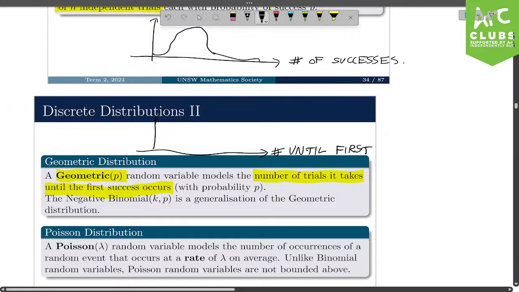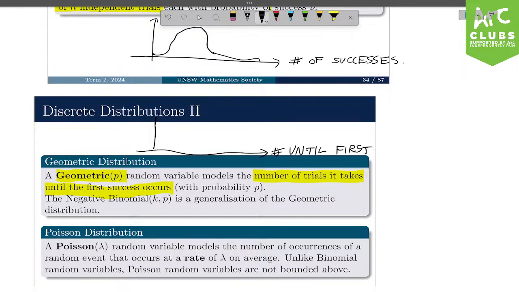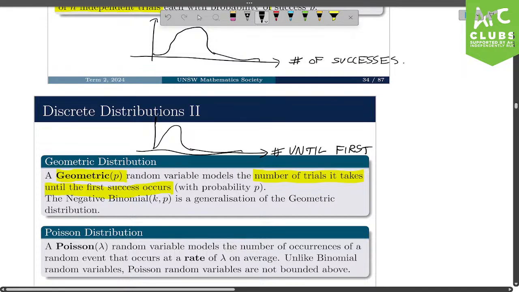Okay, what does it look like? I think it's very skewed. It'll look like that. Much more skewed than the binomial.